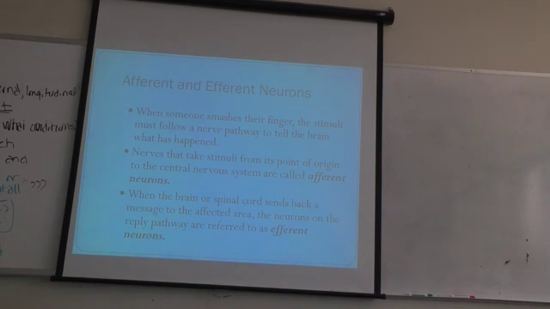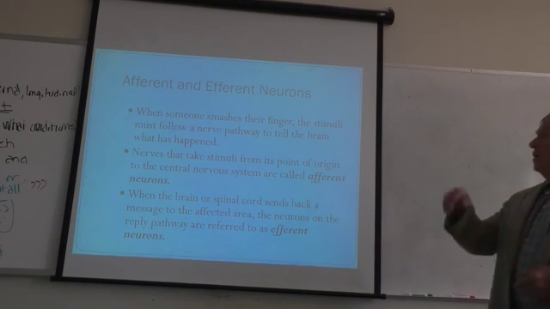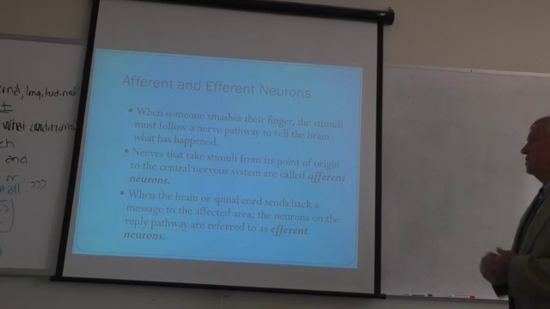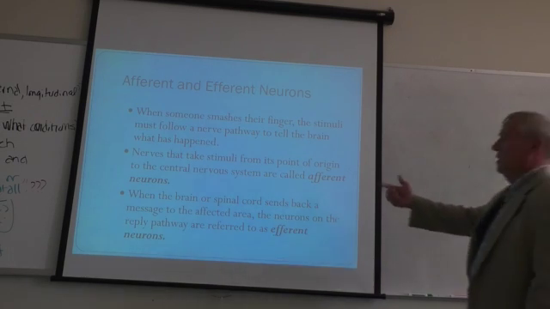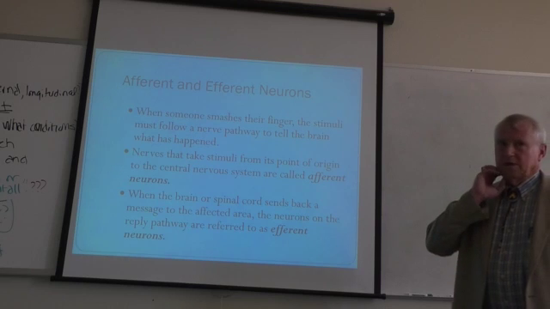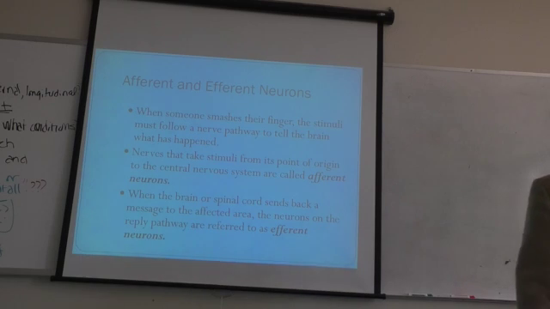When someone smashes their finger, the stimuli must follow a nerve pathway to tell the brain what has happened. Nerves that take stimuli from its point of origin to the central nervous system are called afferent neurons, so the ones that take it in start with an A, and luckily they used almost the same word for the ones that take it back to the injured site. Efferent neurons are the ones that take it back. Afferent neurons take it to the central nervous system, and the message that is sent back to the injured area goes through a pathway referred to as efferent neurons. Afferent and efferent.